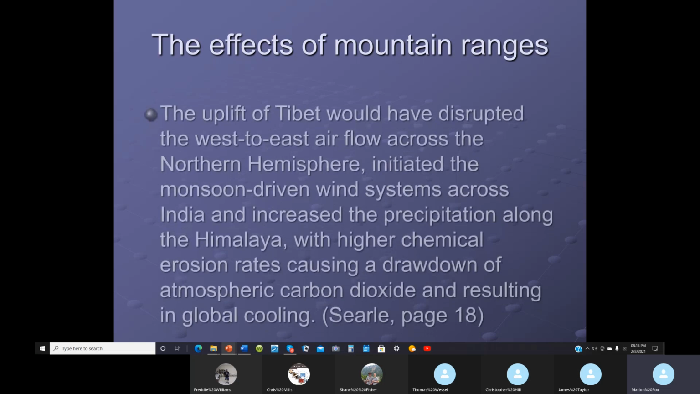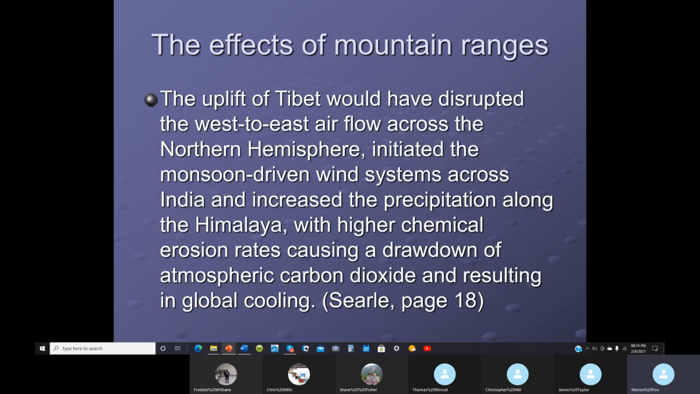Mountain ranges will block the flow of air. The uplift of Tibet would have disrupted the west to east airflow across the northern hemisphere, initiated the monsoon-driven wind systems across India, and increased precipitation along the Himalaya. Higher chemical erosion rates cause a drawdown of atmospheric carbon dioxide, resulting in global cooling. In other words, they're talking about how mountain ranges would affect things.